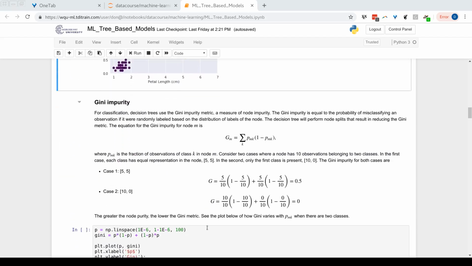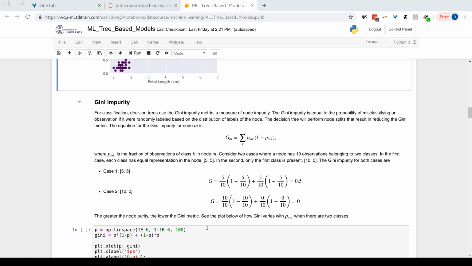Let's go back to the question of what metric is this model using to create the splits? We understand that we're creating splits in our space. The model has to decide at a node what is the best question to ask to perform the split. And let's define what does best mean.